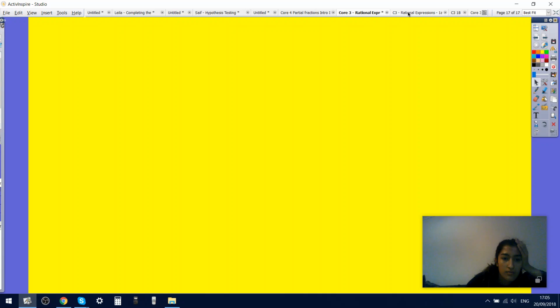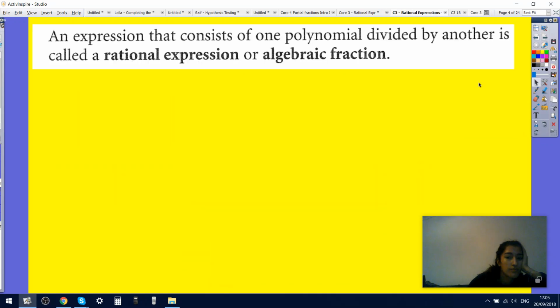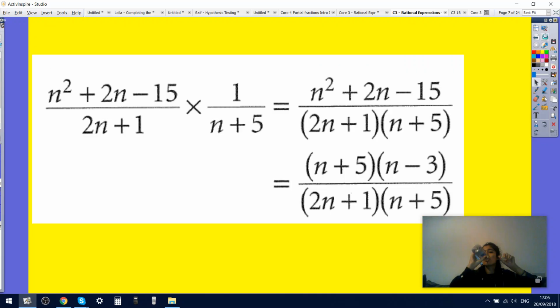B. Fine. So an expression that consists of one polynomial divided by another is called a rational expression or algebraic fraction. Okay, so a fraction with algebra in it, with letters, is called an algebraic fraction. That's the one we just did, I believe. What do you get here? How do you divide fractions? 6/20. Yeah. So keep, flip, change.